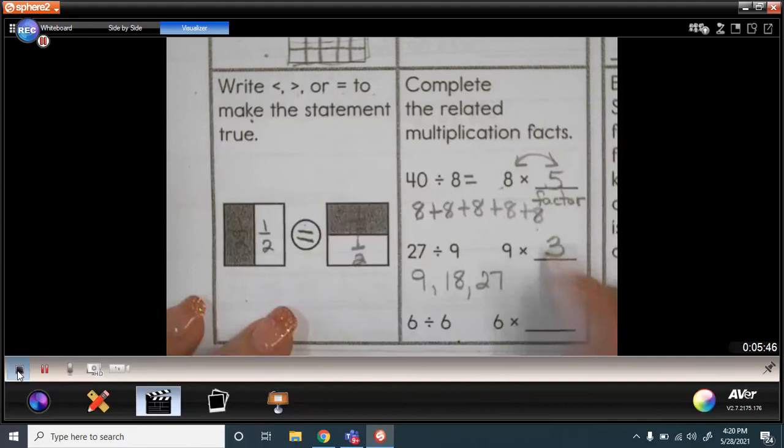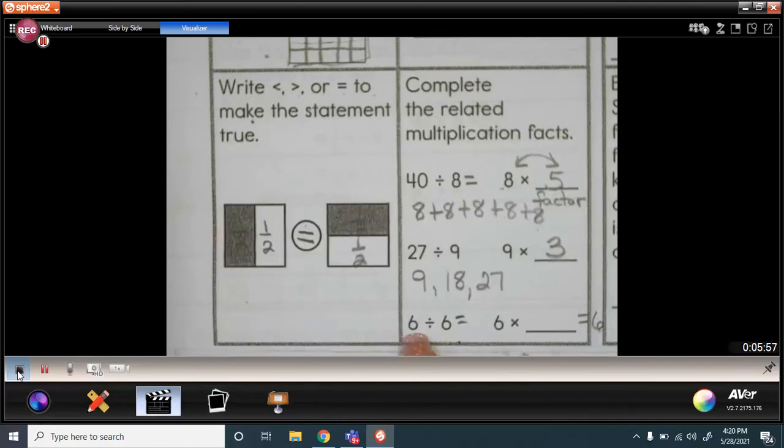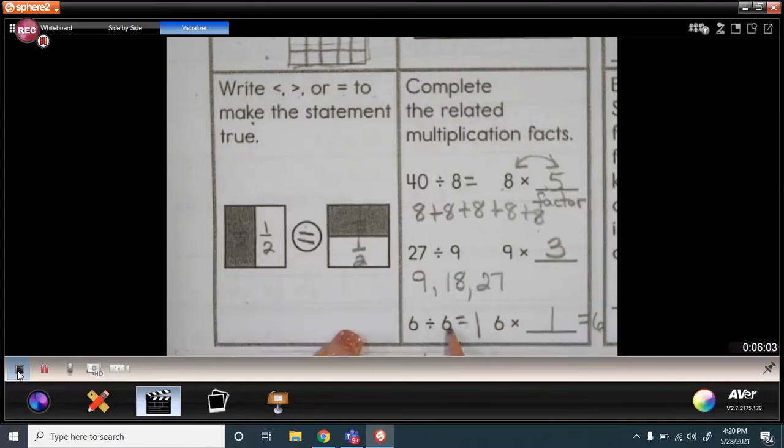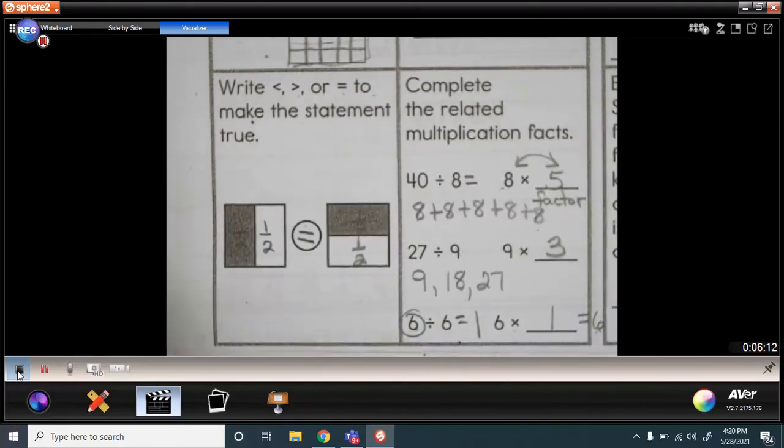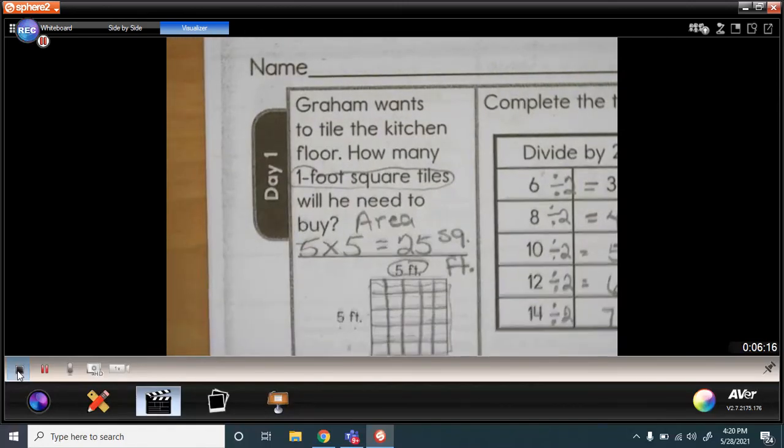Right, 3. And finally, if I have 6 groups of blank equals 6, well, if I have 6 objects and I put one group of 6 to make 6, that's going to be my missing factor of 1. 1 times 6 is 6, or 6 groups of 1 is a total of 6 objects. All right, that's our DMA for today. Don't forget to go back and tell me what the perimeter is for our square.